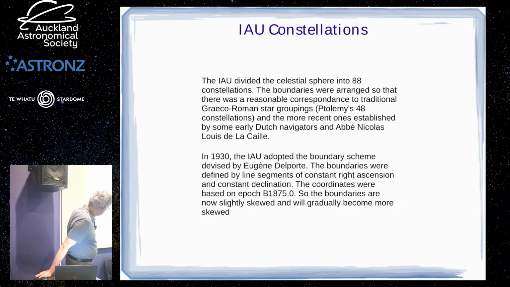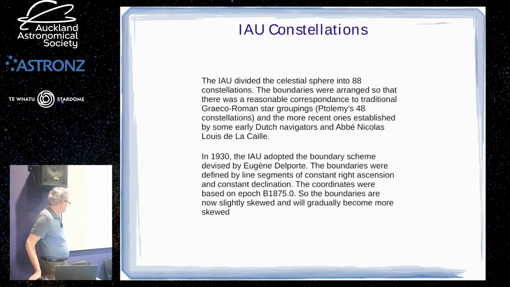If you have a look at them, rather than just patterns of stars, if you fire up your planetarium software, you can usually tell it to draw the constellation boundaries, and you'll see that they're all straight lines. The reason this was done was that they could define the boundaries of the constellations in terms of constant declination or constant right ascension. So that's how that came about. The boundary system was invented by Eugene Delporte.